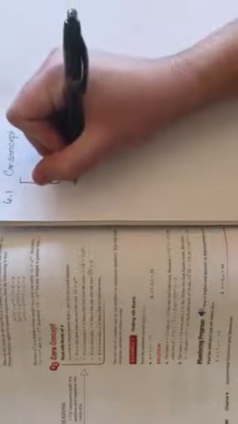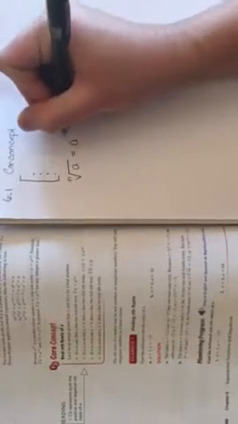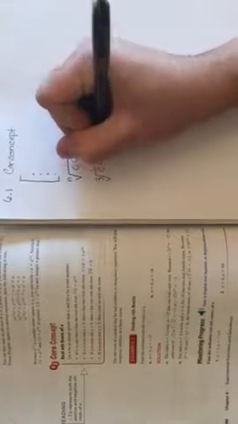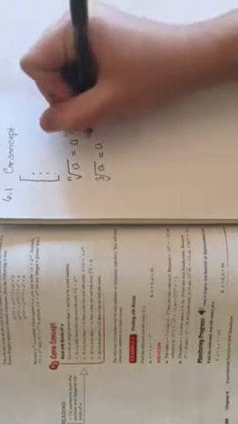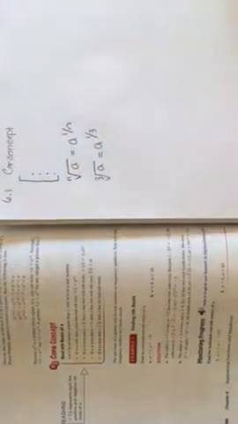Okay, we're going to go over the 6.1 concept, example 1. First off, the main concept that I need you to understand is if you have something that's written as the nth root of a, this equals a to the 1 over n. That's a concept that you need to understand. For example, if I have the cube root of a, this can be written as a to the 1 over 3.